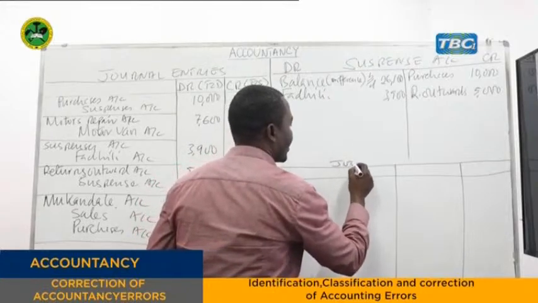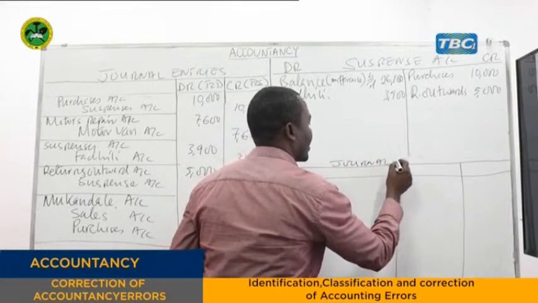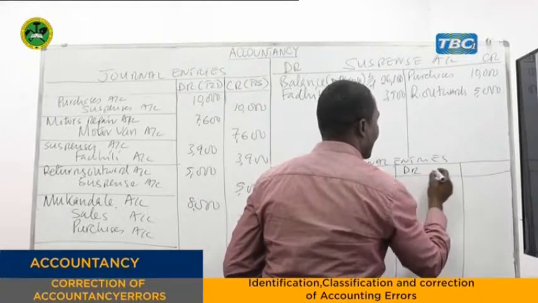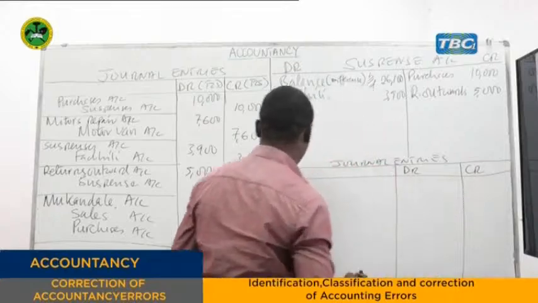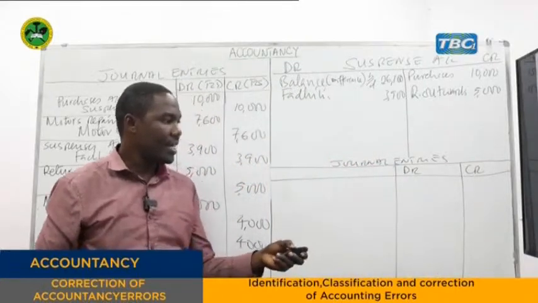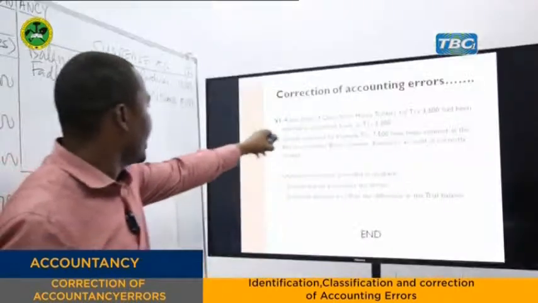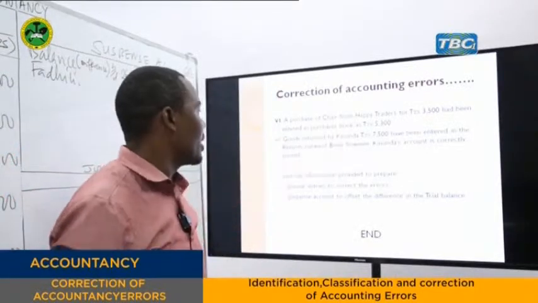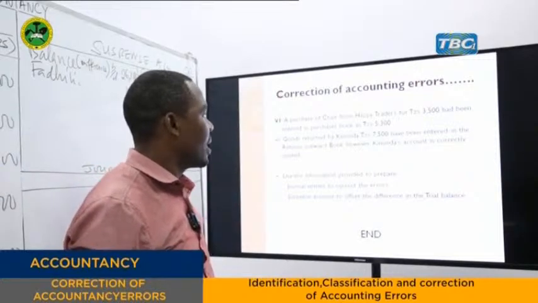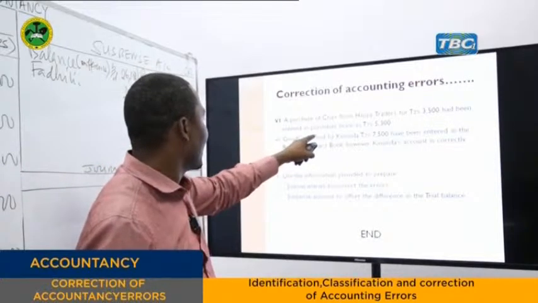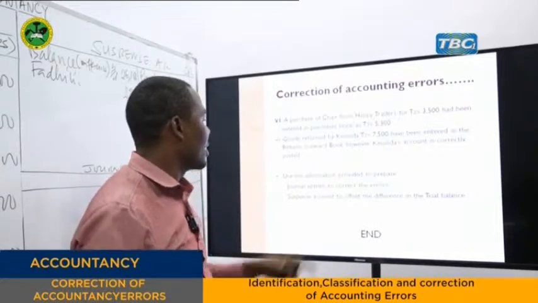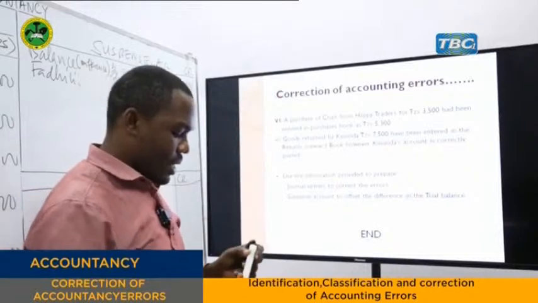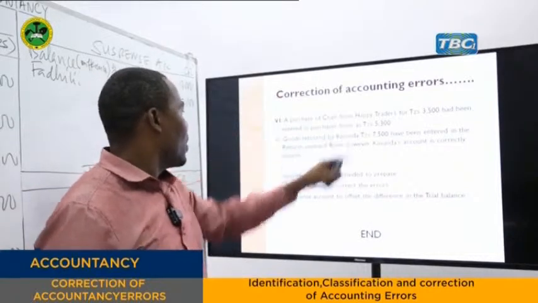This is our journal. This is debit and this is credit. We proceed with the next item, that is item number 6. A purchase of a chair from Happy Traders worth 3,500 had been entered in the purchases book as 5,300. So this constitutes more than one error.